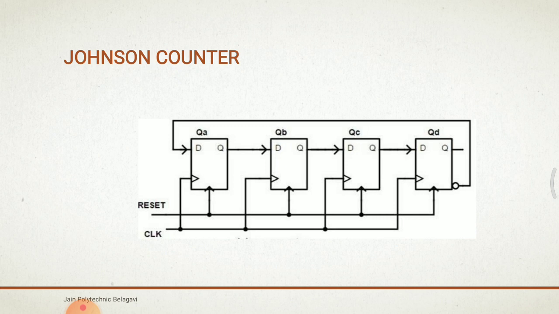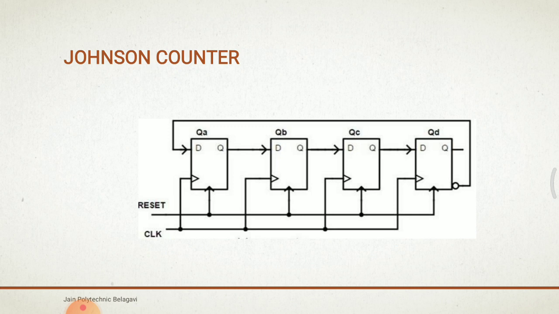The clock signal in the Johnson counter is connected to the clock input of each flip-flop. You can observe that the Johnson counter is designed with D flip-flops, and it has 4 stages. 4 flip-flops are connected in series. Initially, 0 is fed into the Johnson counter, and then the clock pulse is applied.